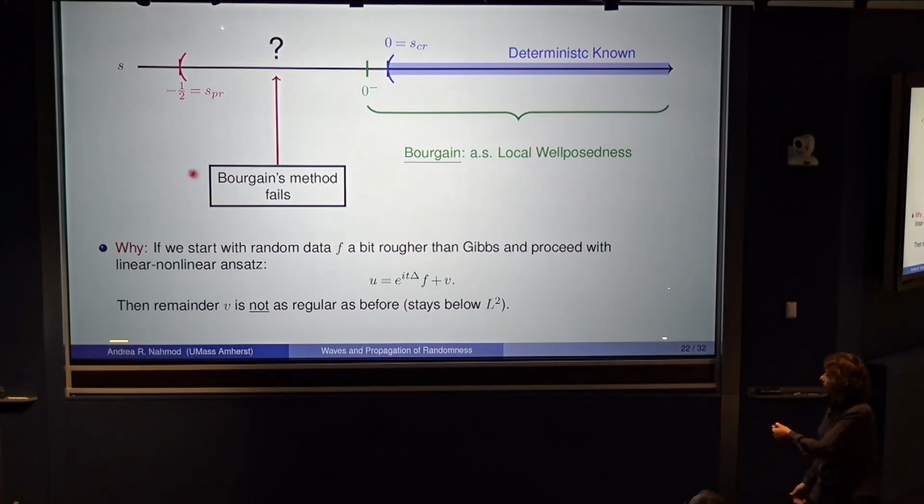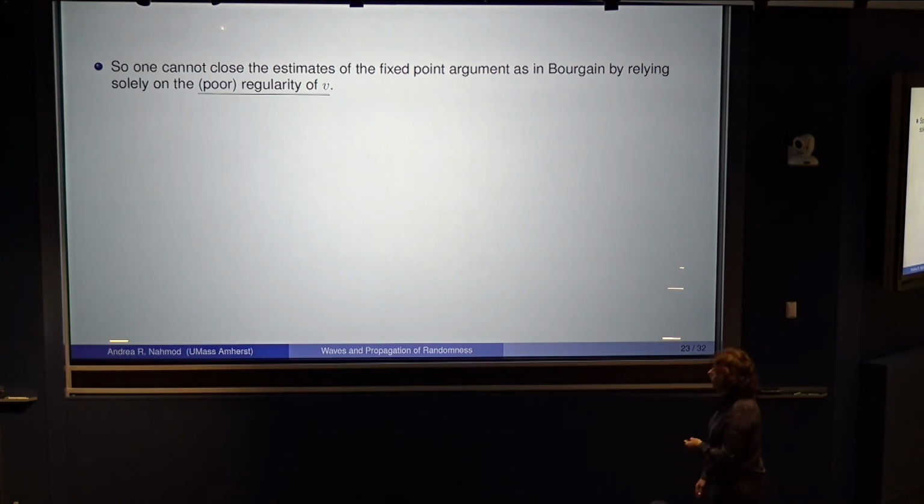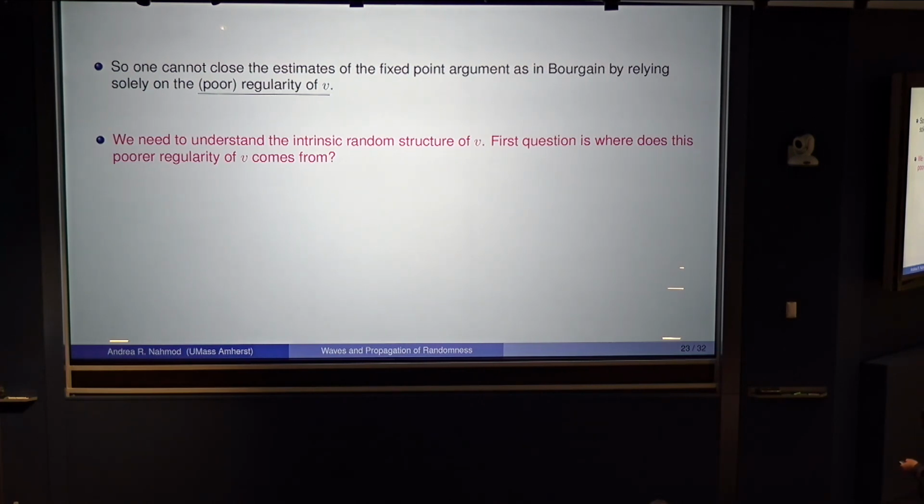And the reason is because if you take random data that is a bit rougher than the Gibbs and proceed with his same ansatz, this V does not regularize. It is not anymore in a regularity above L2, it stays below L2. So you can't do anything about it. So how do we solve this problem? By trying to understand where this poor regularity comes from. In order to understand that, you have to remember that this V is not a deterministic function, but it's actually a random function. So you need to really put your hands in and try to understand what is the random structure of this remainder.